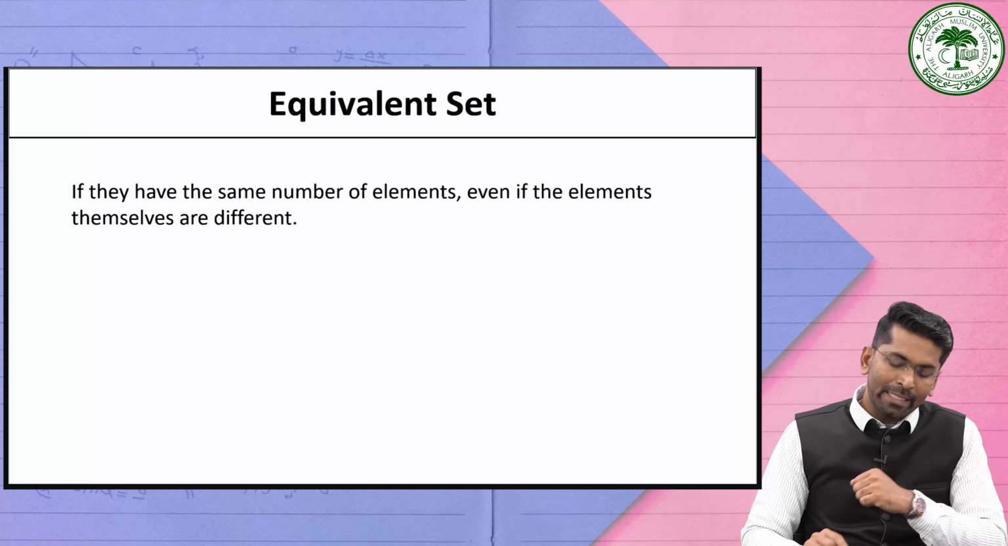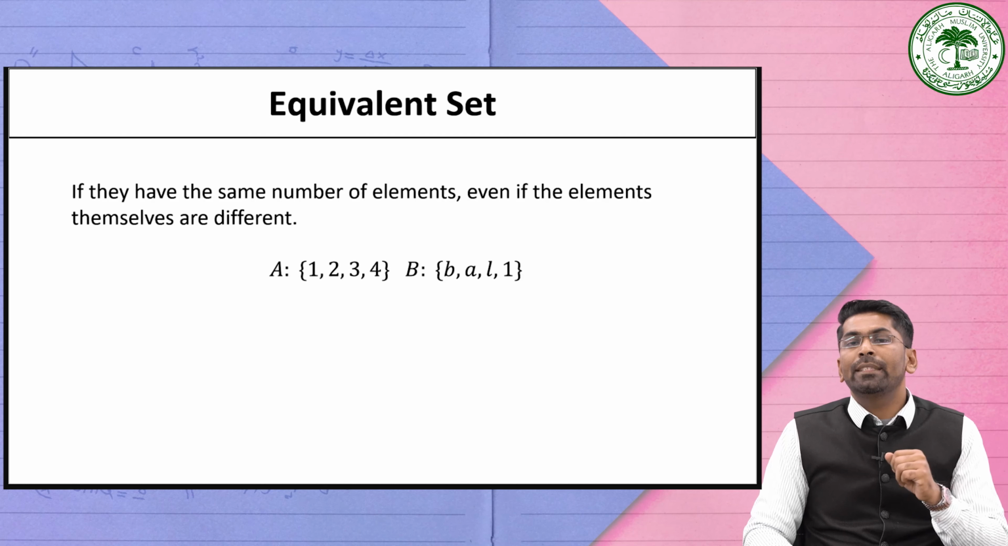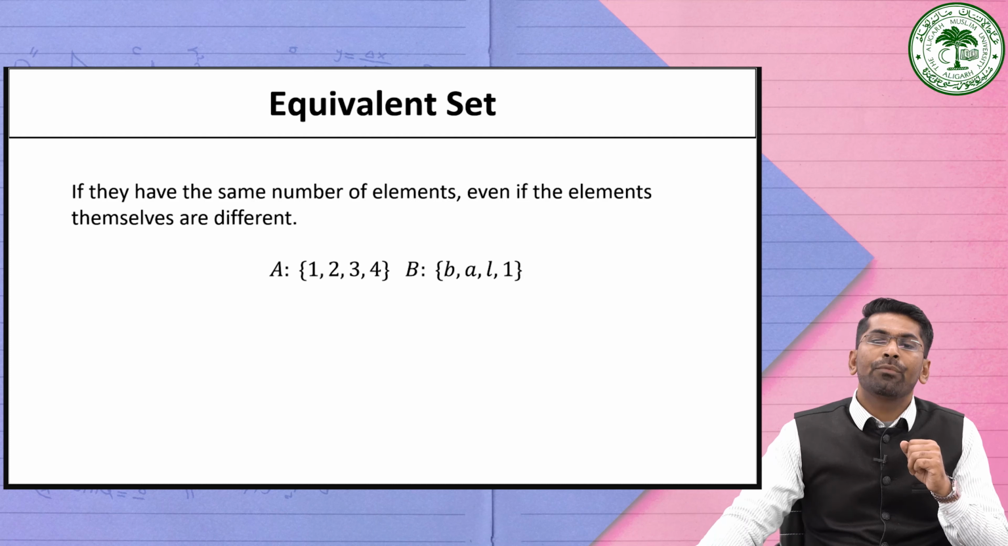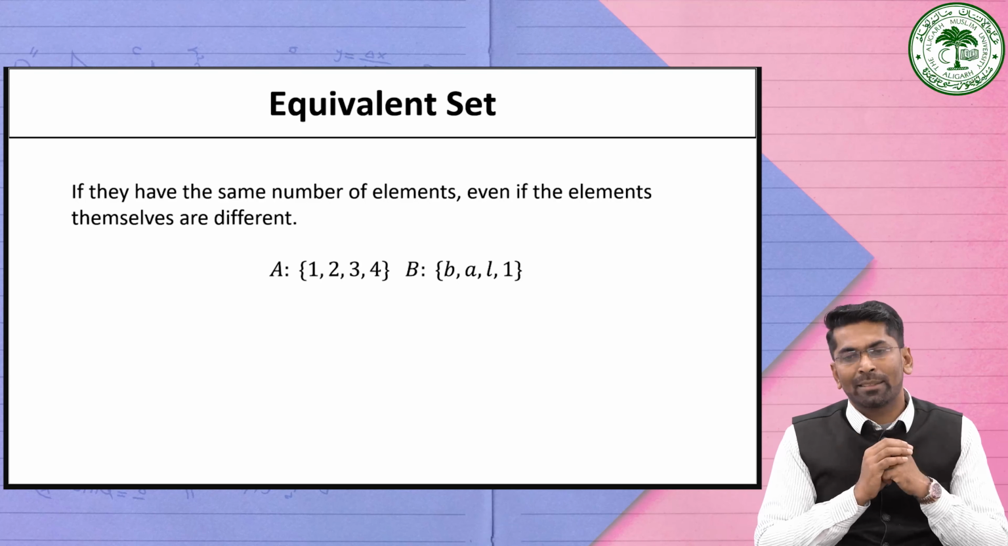Let us consider one example. Set A is equal to {1, 2, 3, 4}. Set B is equal to {B, A, L, 1}. In this case, both sets have 4 elements. In set A, we have 1, 2, 3, 4 and in set B, B, A, L, 1. There is a one-to-one correspondence between the elements.